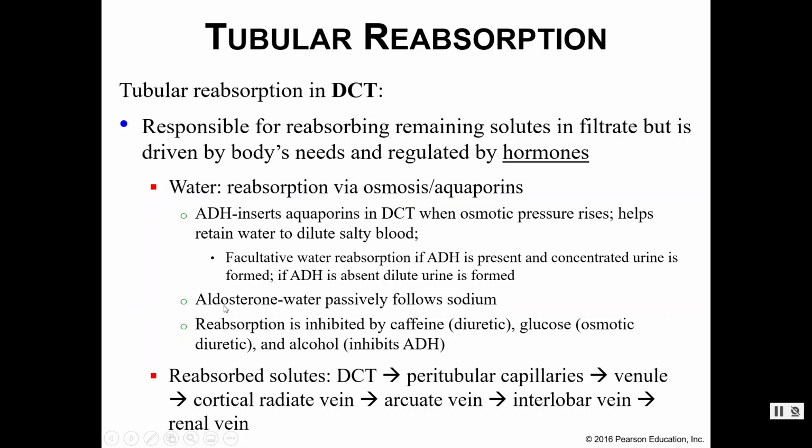Now, aldosterone also plays a role. Water will passively follow sodium reabsorption. And remember, that's what aldosterone regulates. It regulates sodium reabsorption. So ultimately, it regulates water reabsorption as well. We can also inhibit these things. So reabsorption is inhibited by caffeine or other diuretics. It's inhibited by glucose, which affects your osmotic pressure, it's an osmotic diuretic. And alcohol inhibits ADH secretion. Okay, so again, if you're not producing ADH, you're going to make dilute urine, and if you're inhibiting ADH from alcohol, you're probably going to make a lot of dilute urine.